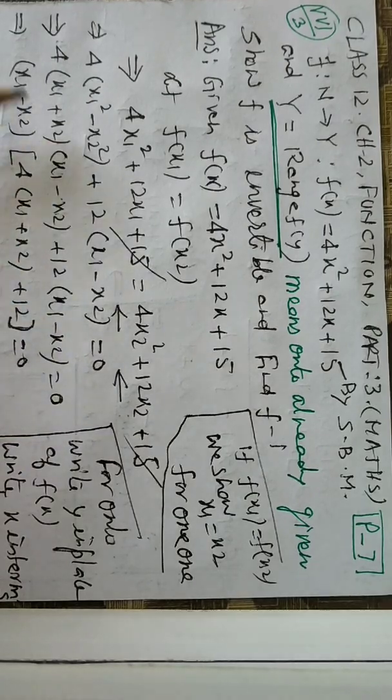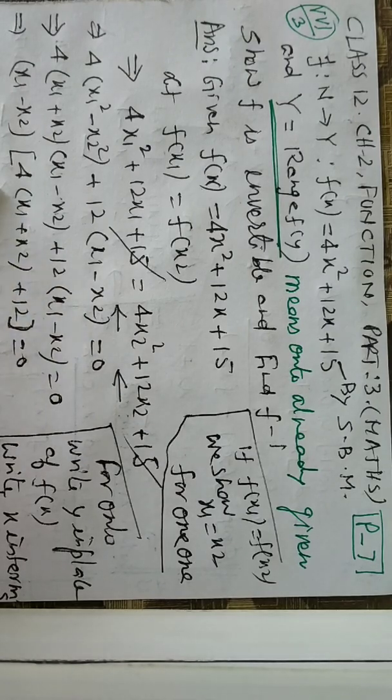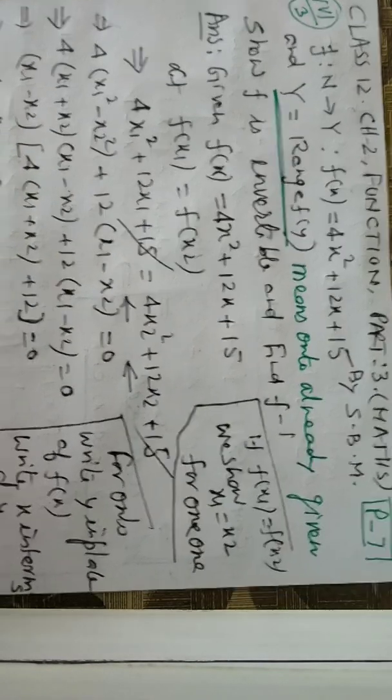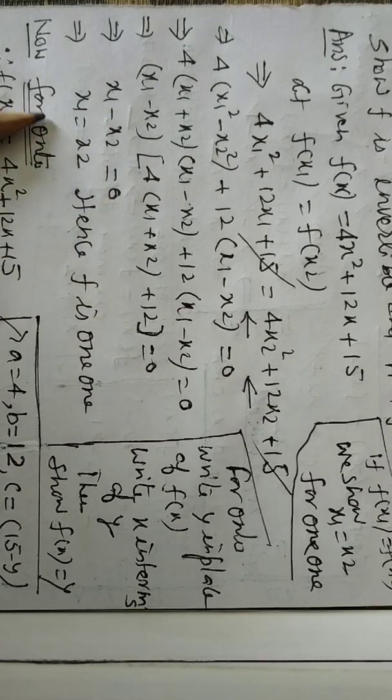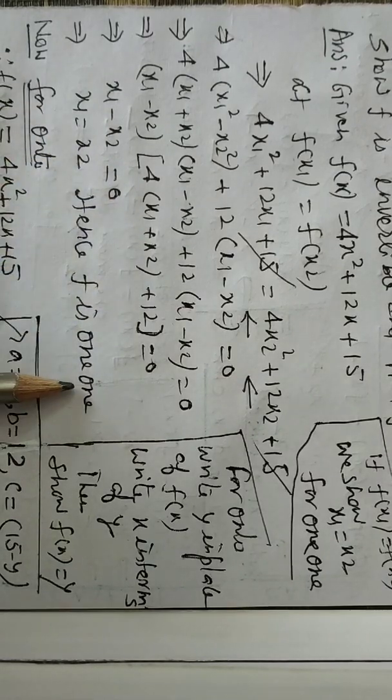Now x1 - x2 is common, so either this is 0 or this is 0. Taking the first one, x1 - x2 is equal to 0, so x1 is equal to x2. Hence f is one-one.